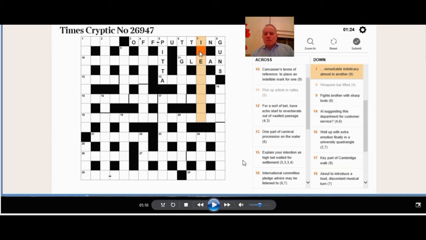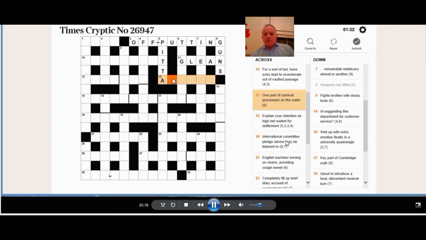And I'm not sure if I solve this immediately at this point. I don't think I do. I think I move to 13 across, where on the water is the definition, and I could get that from an A starting a six-letter answer. So that was the key part, on the water in 13 across. Here I go, having a look at it now, and I can see on the water, and then I realise that one part of a carnival procession is a float.